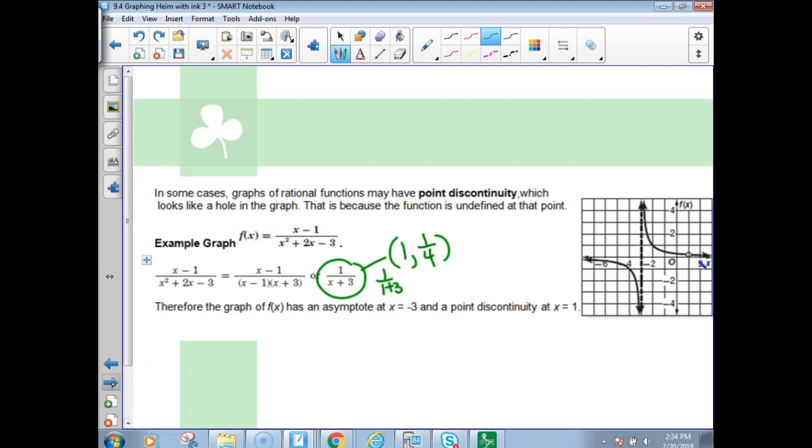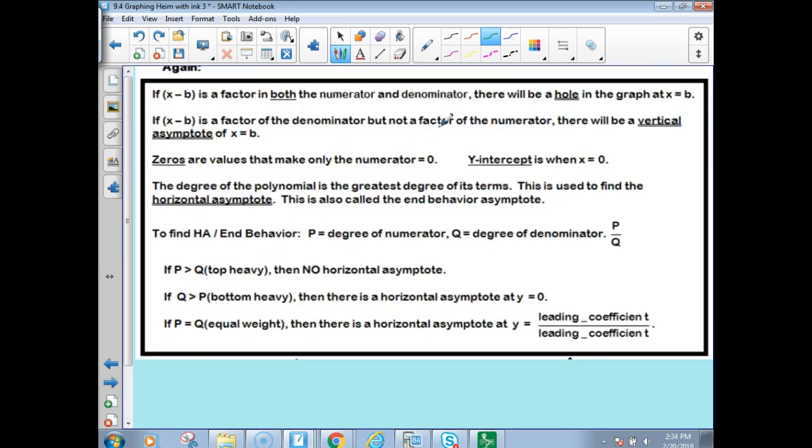All right, let's do a couple of examples. All right, this, guys, is simply a summary of everything that we've talked about.